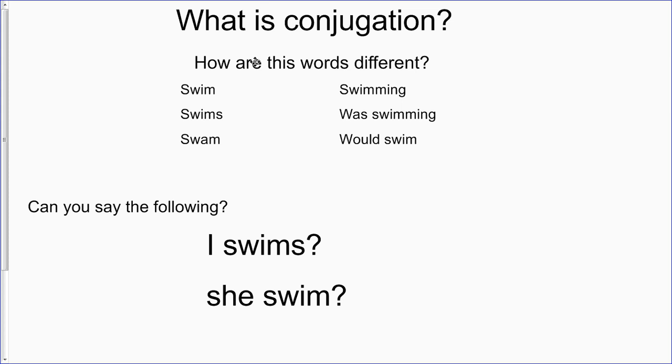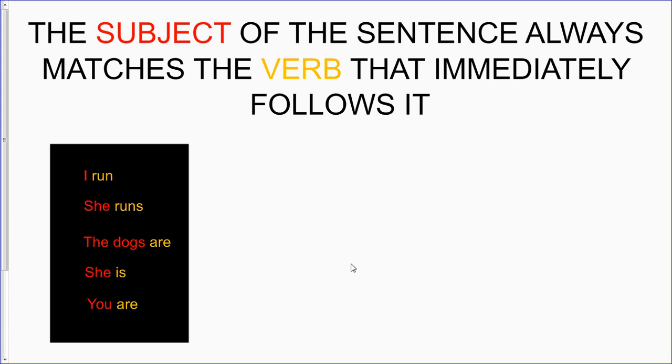So, conjugation. How are these words different? Swim, swam, swimming, was swimming, would swim. All these have a different connotation. And we just were asking, can you say I swims and she swim? You can't. That's the whole point of conjugation. We need to make our subjects and our verbs match.